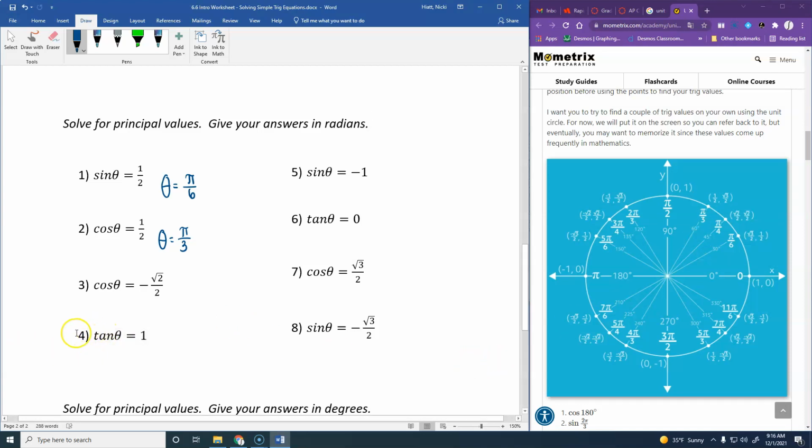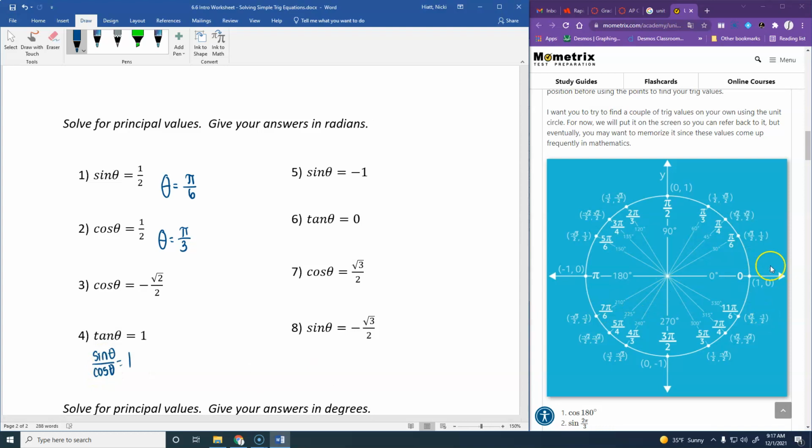For example, like number 4 here, we've got tangent equals 1. Tangent is not on our unit circle. So since tangent is not on our unit circle, we're going to have to think about this a little bit more. Tangent, remember, is sine theta over cosine theta. And so in order for this to equal 1, sine and cosine have to be the same thing.